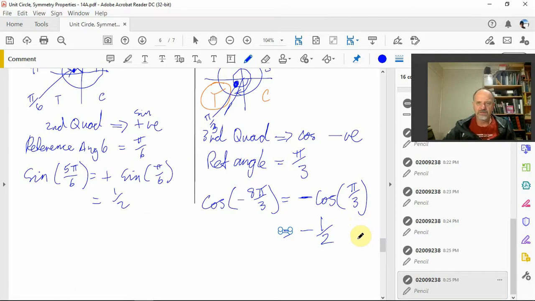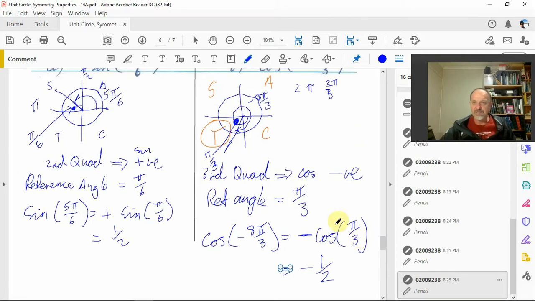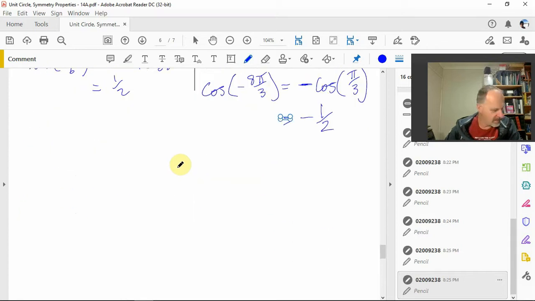All right. So that process is a process that I would use all of the time. Rough sketch, figure out where your angle is, figure out what your reference angle is, figure out whether it's positive or negative in that quadrant, and then refer to your triangles.